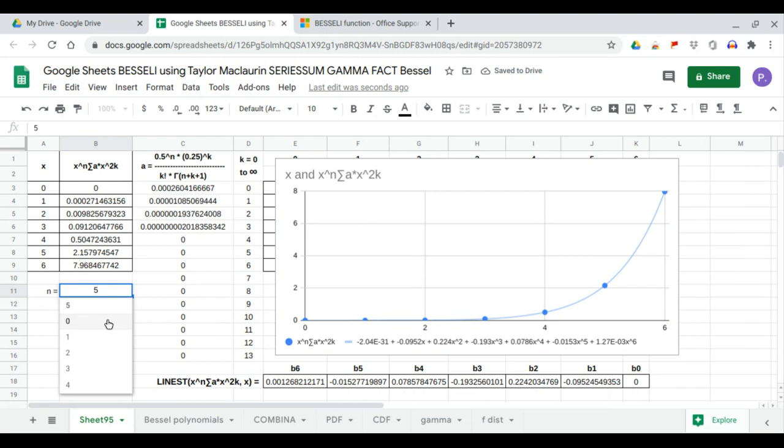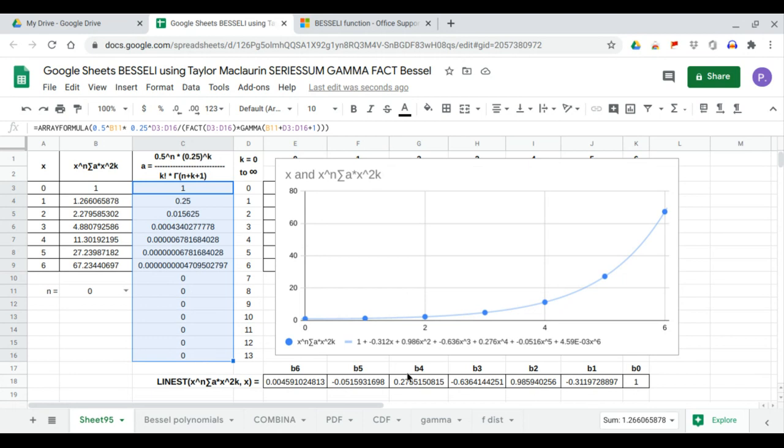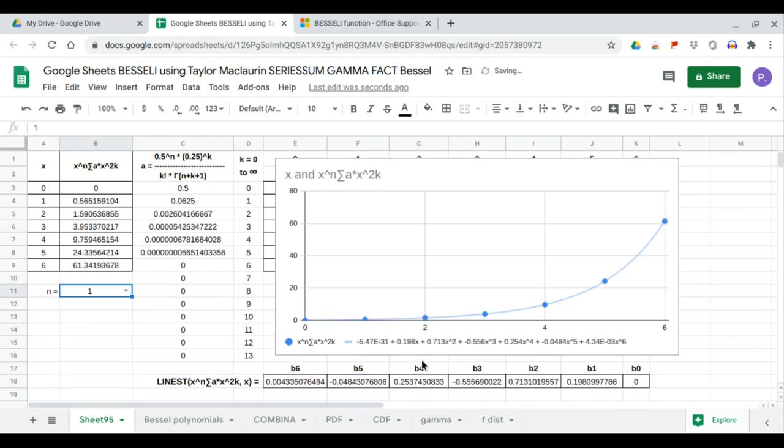Now we can look at the different orders of the Bessel I function. At n equals 0, b0 is 1.312, 98. These don't match, but we have this one matches, and the next match will be 0.25. There's no match. Our expansion coefficients don't match the regression coefficients.